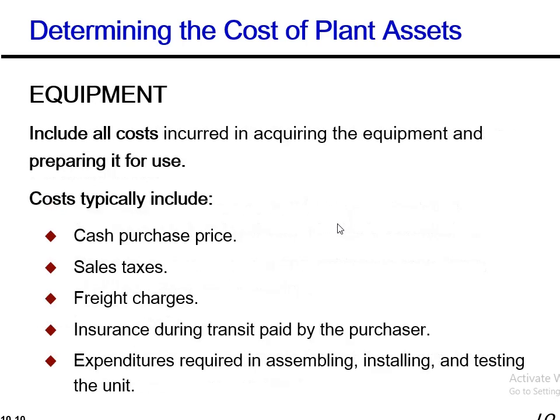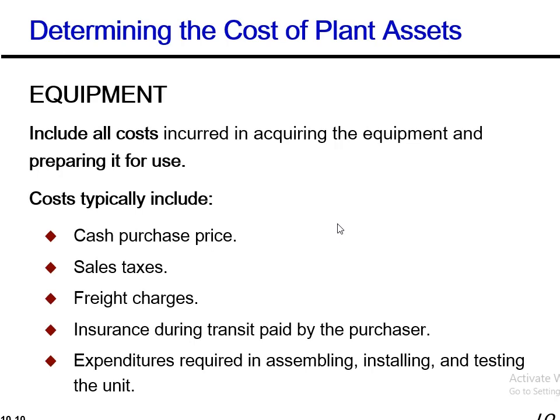Let's move towards another type of plant asset, which is equipment. Equipment includes all those assets which equip your staff to work efficiently. It helps your staff in doing the work. So it includes all the costs incurred in acquiring the equipment and preparing it for its use. Usually when you buy equipment, it is disassembled. You have to assemble it and install it. When you do these things, if you are paying something, you are going to charge it against the cost of equipment. So what are the typical costs included in the cost of equipment? We start from the purchase price.